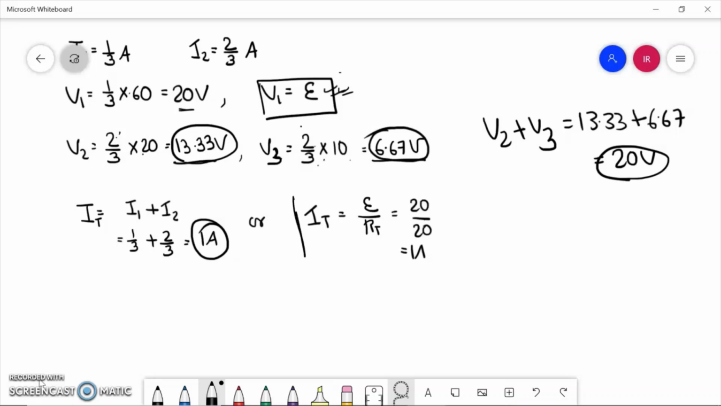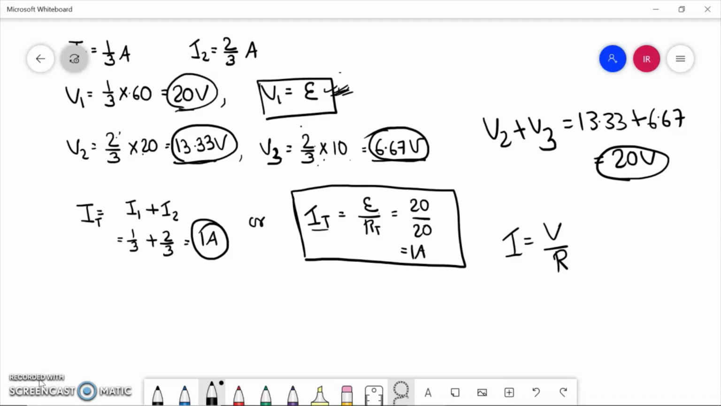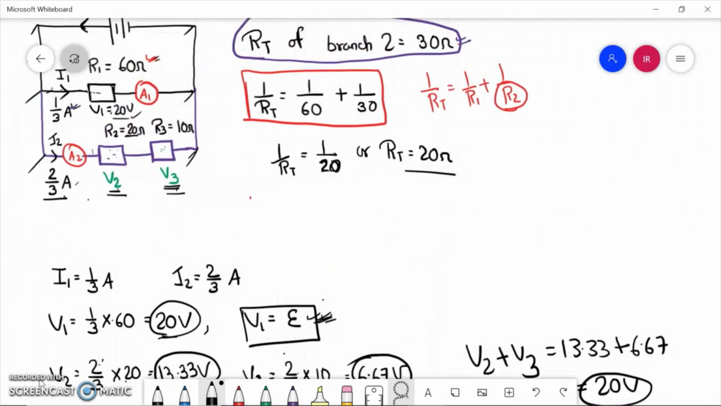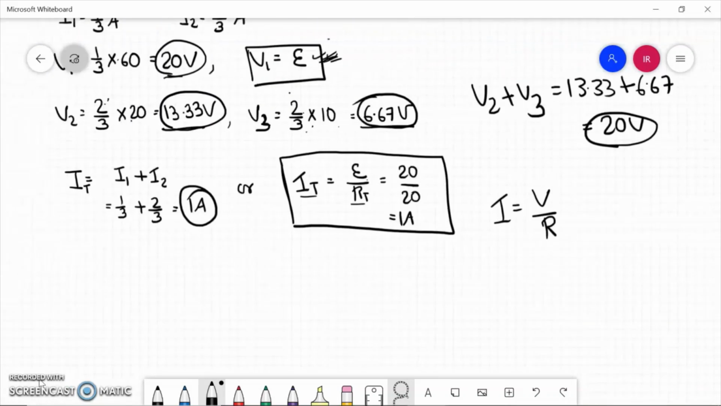There is another way you can find the total current using Ohm's law. We know the formula current equals V by R. When you're finding the total current, you take the total EMF divided by the total resistance. We have already found the EMF to be 20 volts, and the total resistance beforehand was 20 ohms. So if you use this method also, you still get the current to be 1 ampere. Either process is correct. You can go through the Ohm's law process or simply add them up if you have both the currents.